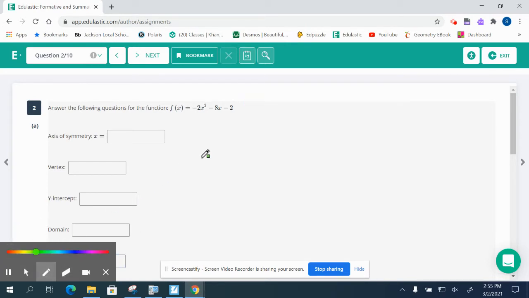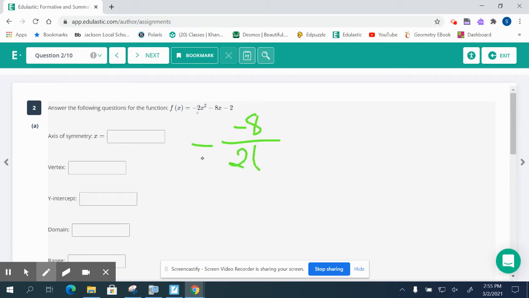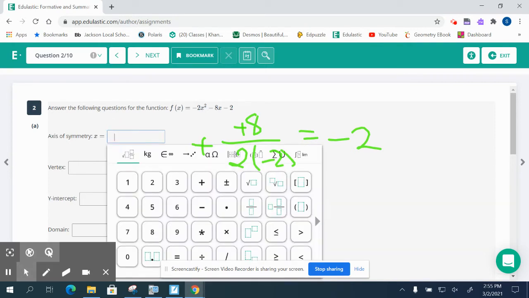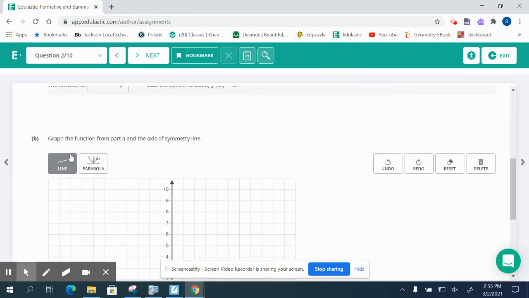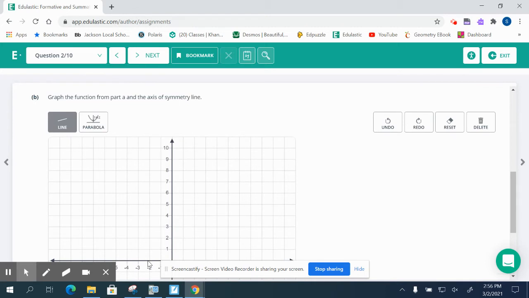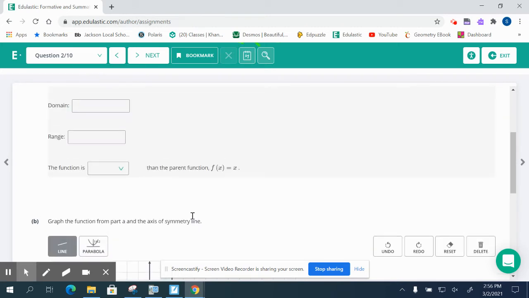For this question, the axis of symmetry is negative b over 2a, so that would be negative, b is negative 8, over 2 times a, which is negative 2. This means that the two negatives will cancel, but this negative stays and makes the whole thing negative. 2 times 2 is 4, so 8 over 4 is 2. So negative 2 should be your answer here, which means also that if you're going to graph, then the axis of symmetry equation would look like that.